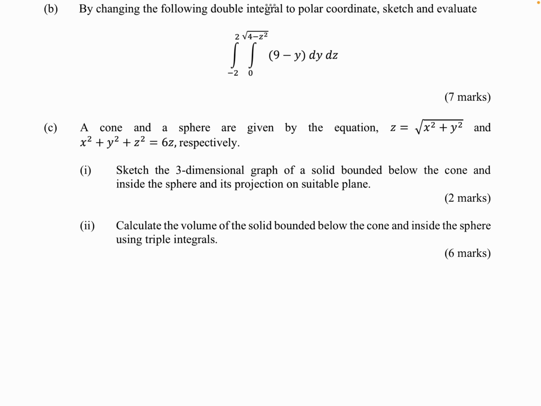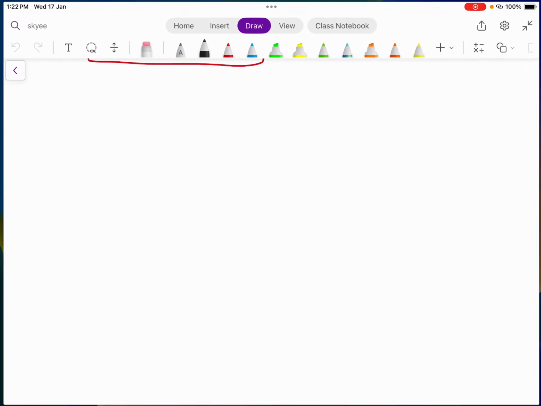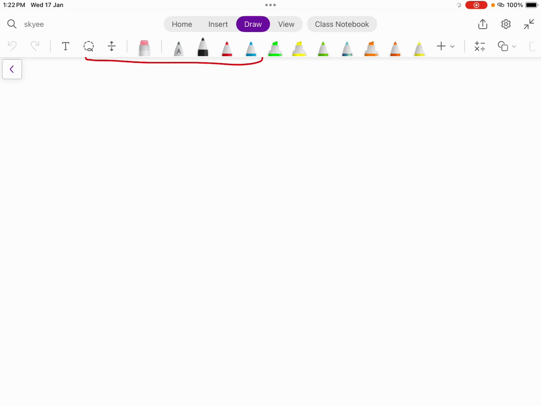Question C. You have a cone and a sphere, and they are given by these two equations. You have to sketch the 3D graph of a solid bounded below the cone and inside the sphere, and its projection to a suitable plane. Next, calculate the volume of the solid bounded below the cone and inside the sphere by using triple integrals. So let's go to the solutions.